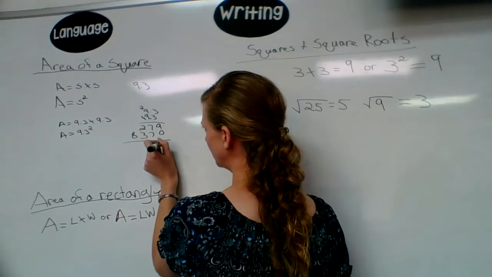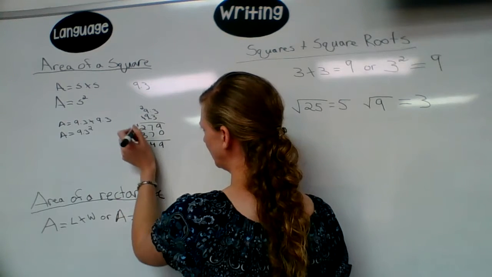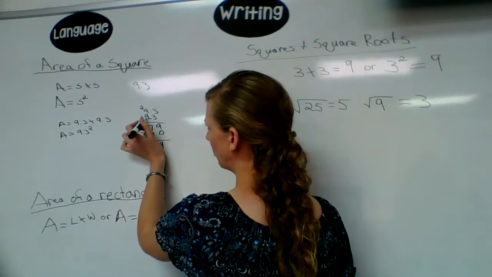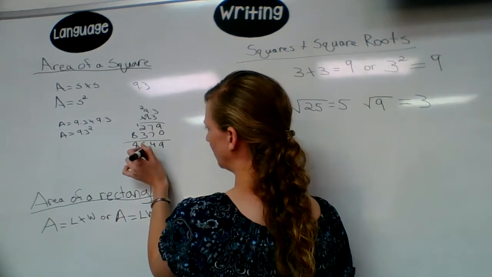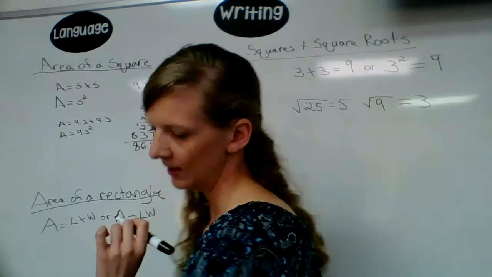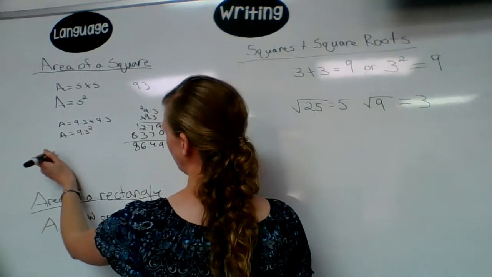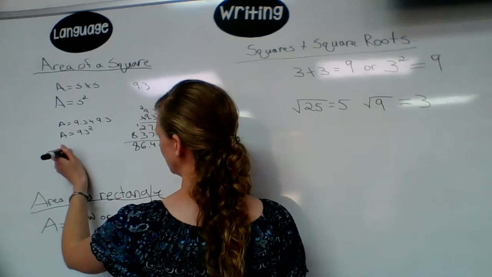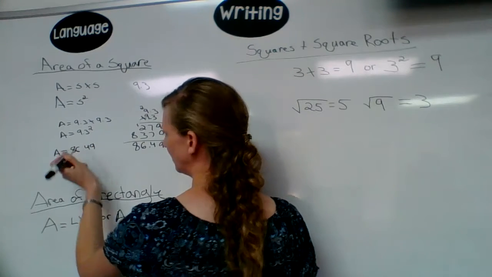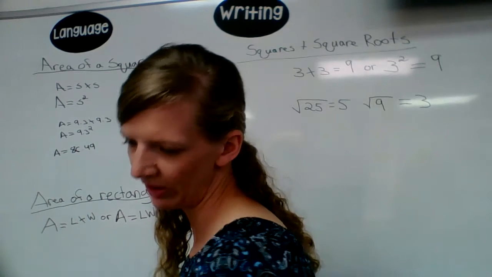And add that. 7 and 7 is 14. 6. Remember to do your decimal point properly. Put it in the proper spot. So your answer is 86.49. So the area of this square is 86.49, and I don't know if it told us feet.